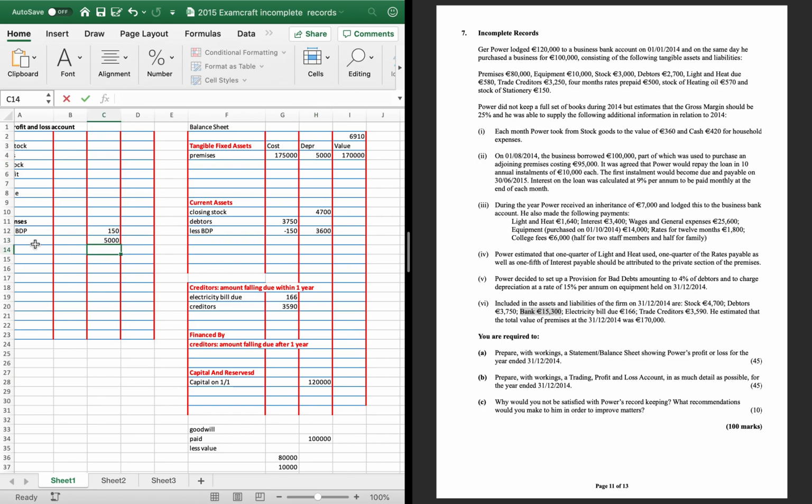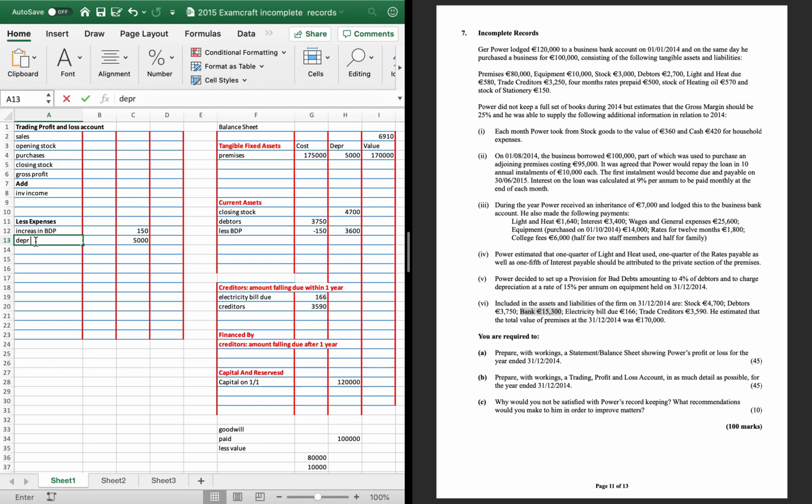So that needs to go into your expenses. So that's depreciation of premises. And that's that looked after now. Okay, so that's our premises done. Equipment is next.